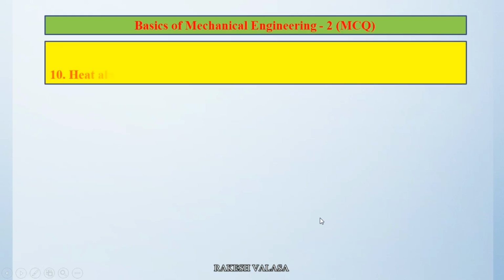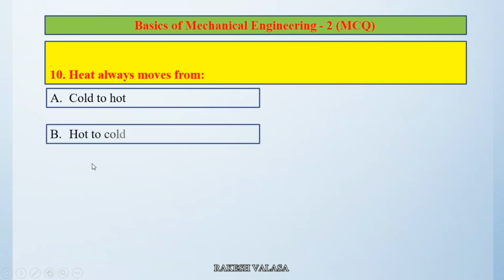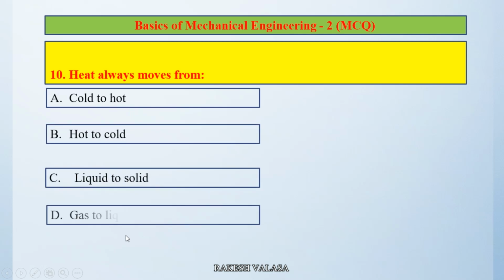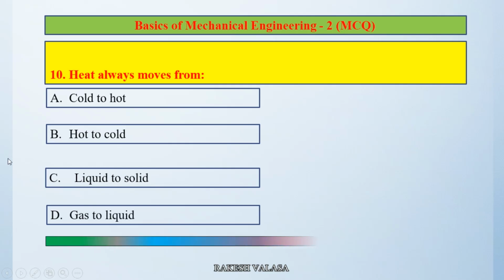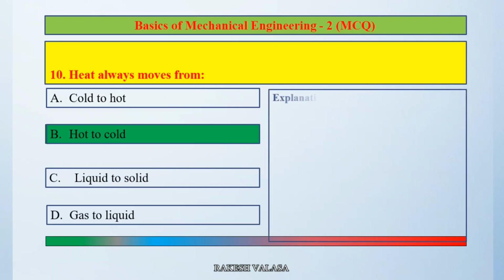Question number 10. Heat always moves from: option A, cold to hot. Option B, hot to cold. Option C, liquid to solid. Option D, gas to liquid. The correct answer is option B, hot to cold. Let us see the explanation.